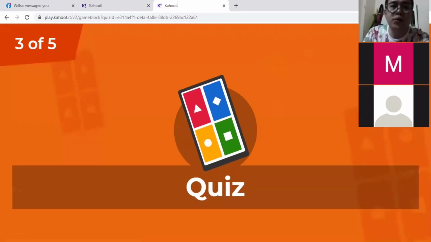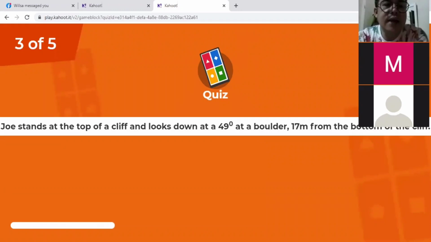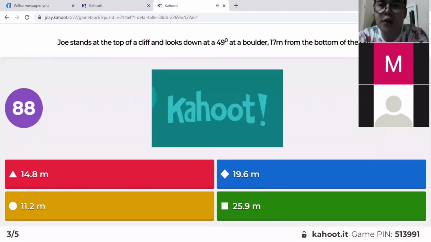Let's go to number 3. Joe stands at the top of a cliff and looks down at 49 degrees at a boulder, 17 meters from the bottom of the cliff. The question there is, how high is the cliff? I forgot to write the question. How high is the cliff? Take your time. You have 70 seconds left.